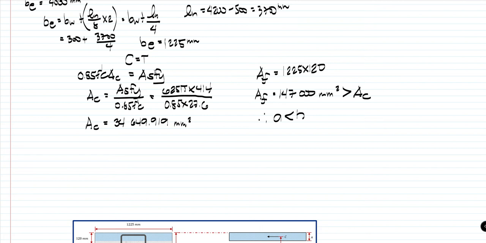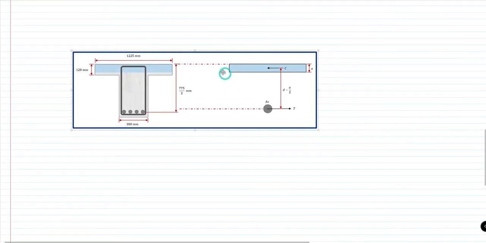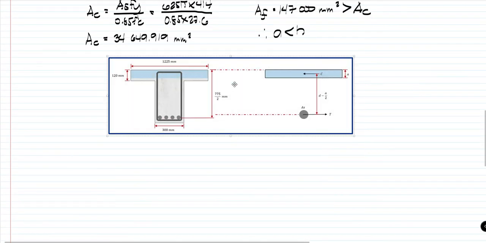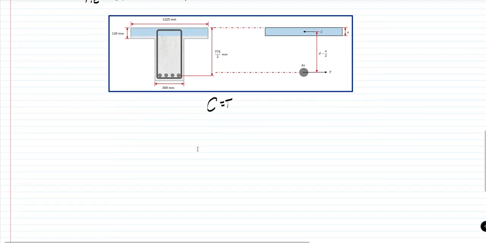So now we can proceed to analysis of a rectangular singly reinforced beam having a breadth of B sub E. So kunin natin lang yung diagram na yun. So this one. So syempre, this is just the same analysis as a singly reinforced beam or a rectangular singly reinforced beam. So proceed tayo on the part of C is equal to T. So that will be 0.85 F'C ABE is equal to AS FY.